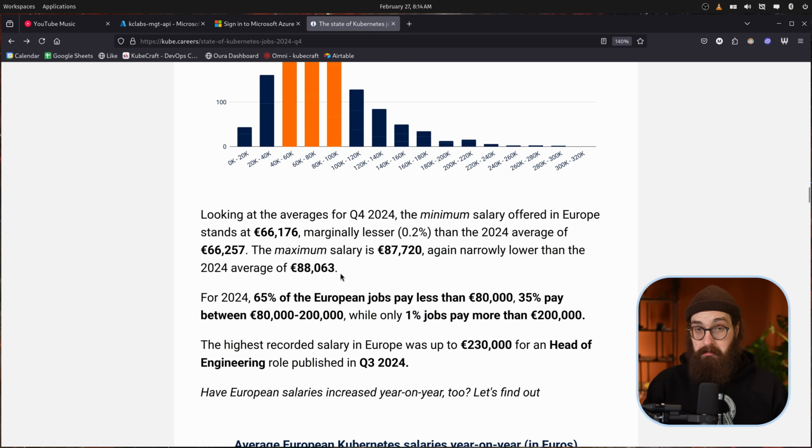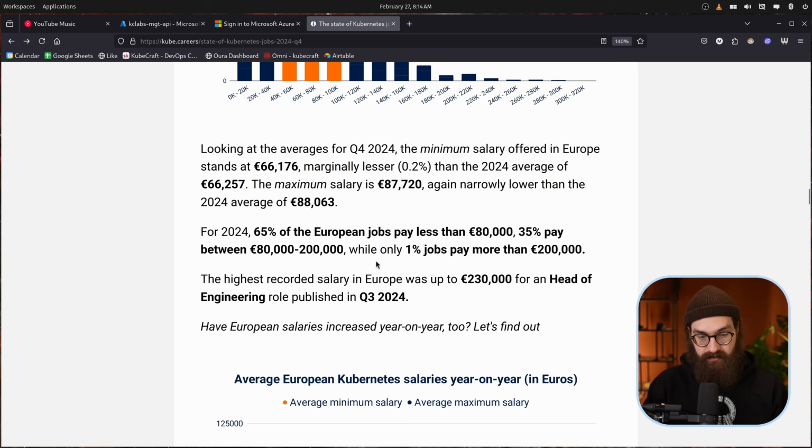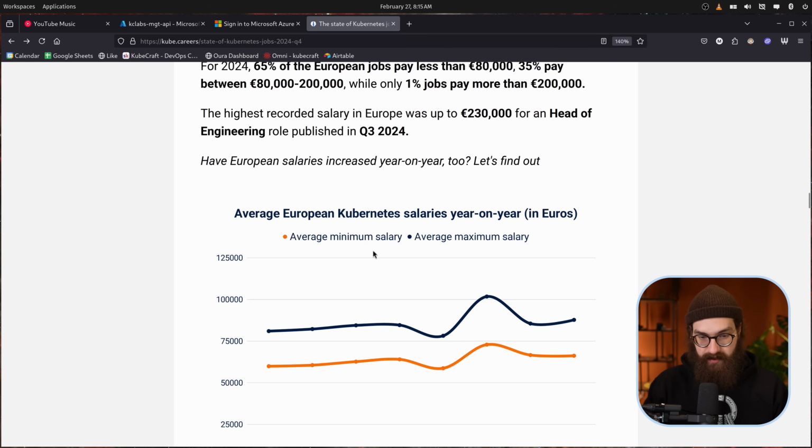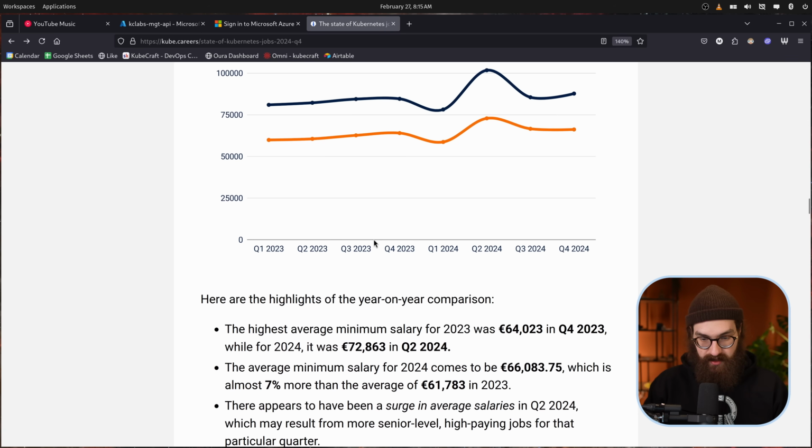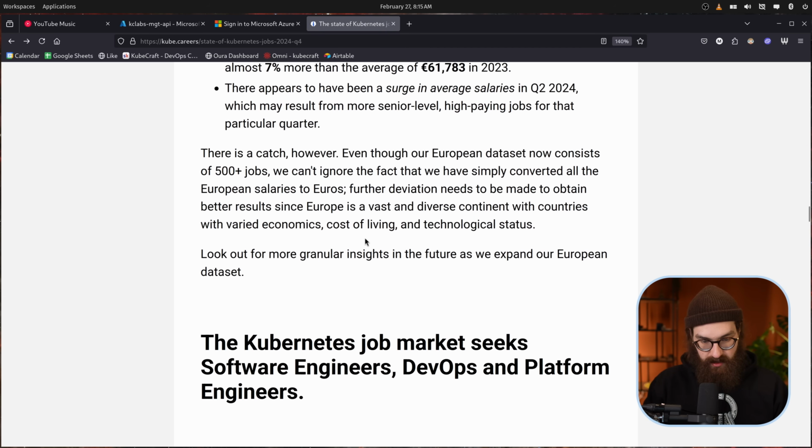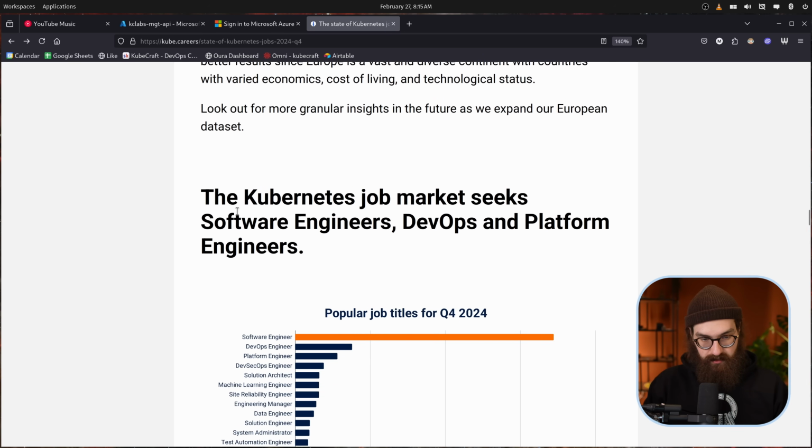But now I make much more money by working much less because I work as a freelancer. And that's a topic for a different video. But if you want to know more about that, I will let you know how to get in touch with me soon. So the Kubernetes job market seeks software engineers, DevOps, and platform engineers.